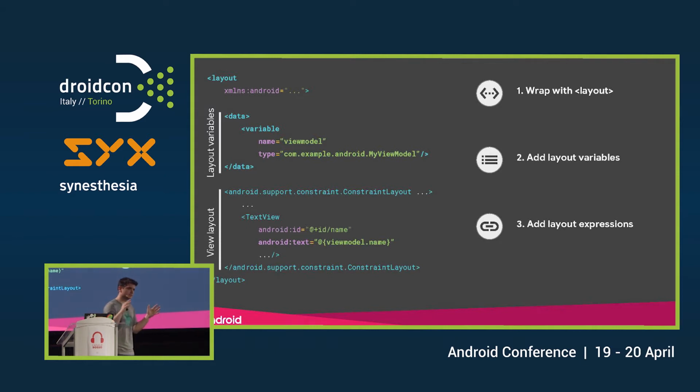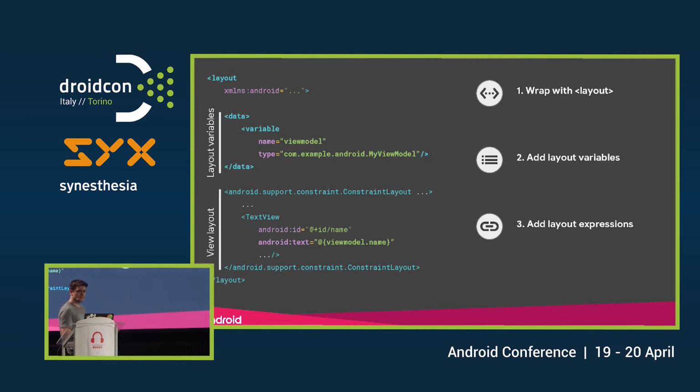The second step is transforming your layout into a data binding layout. And you do this with these 3 steps here. You first wrap your layout in a layout tag. So layout is a data binding layout. You will probably have to move your namespaces, because this is still an XML document. Actually, there's a shortcut in Android Studio to do that for you automatically.